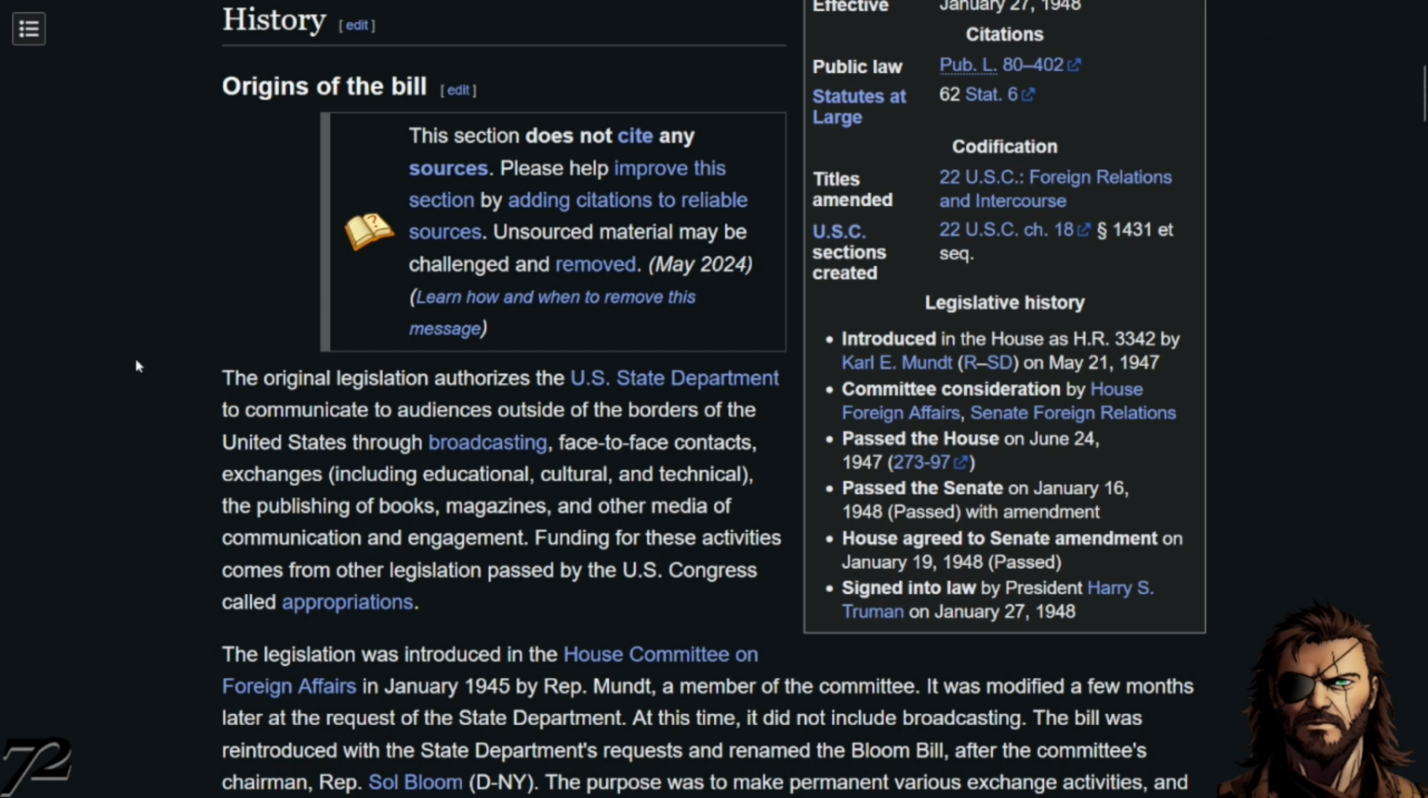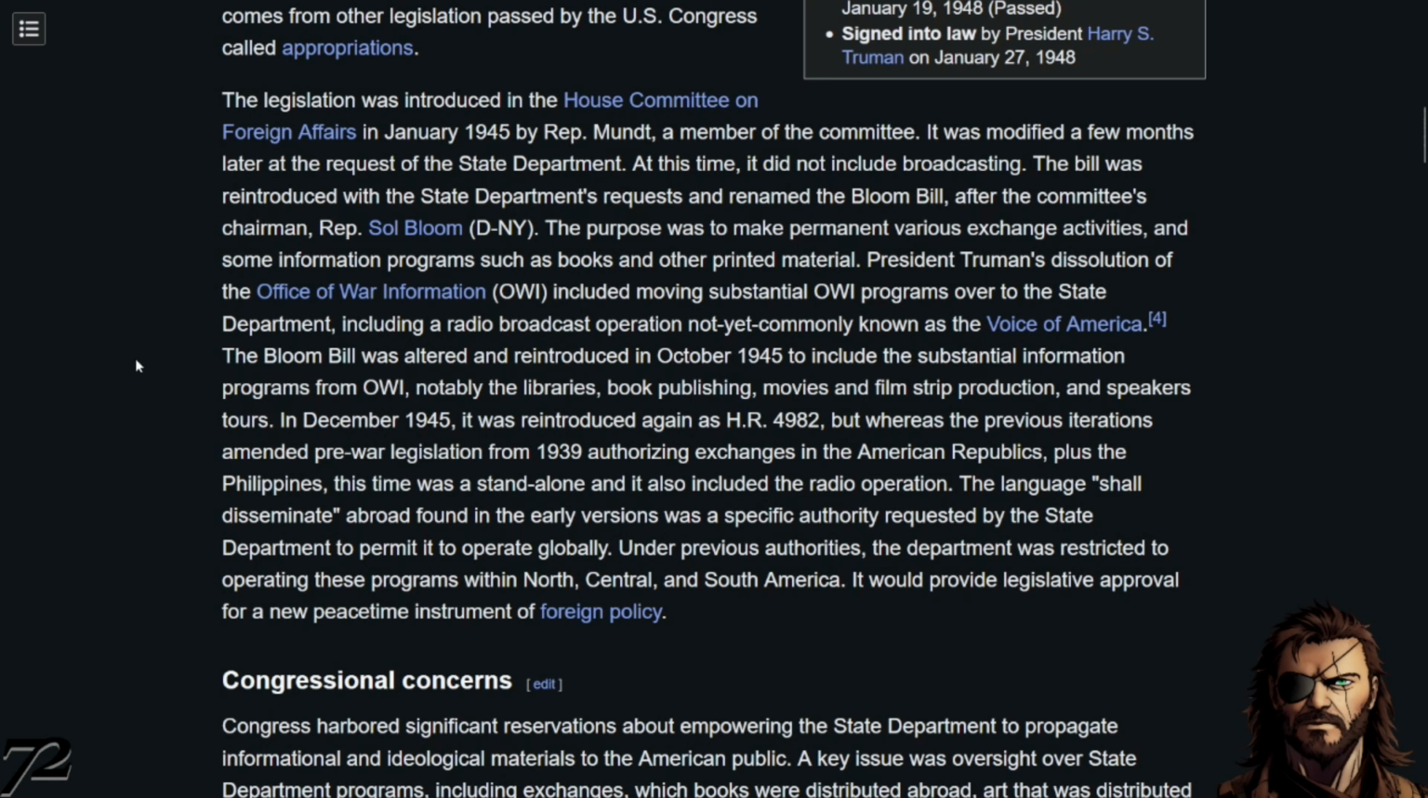History. Origins of the bill. The original legislation authorizes the U.S. State Department to communicate to audiences outside the borders of the United States through broadcasting, face-to-face contacts, exchanges, including educational, cultural, and technical, the publishing of books, magazines, and other media of communication and engagement. Funding for these activities comes from other legislation passed by the U.S. Congress called appropriations. The legislation was introduced in the House Committee on Foreign Affairs in January 1945 by Representative Mundt, a member of the committee.